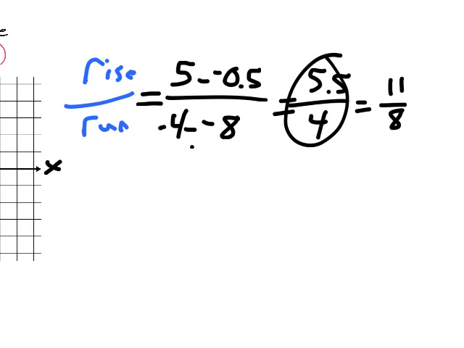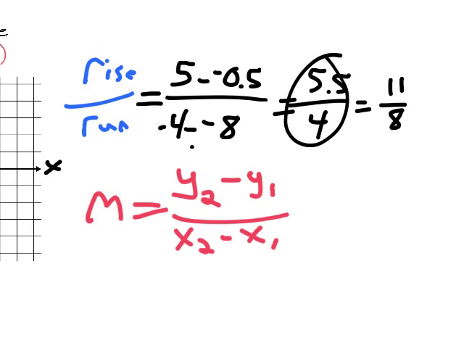But to formalize that, your teacher probably put this formula on the board. The slope is found by subtracting the y-coordinates and then dividing it by subtracting the x-coordinates. Because again, y tells you how much you rise, and x tells you how much you run.